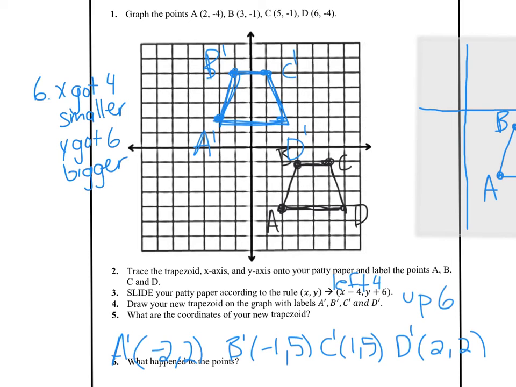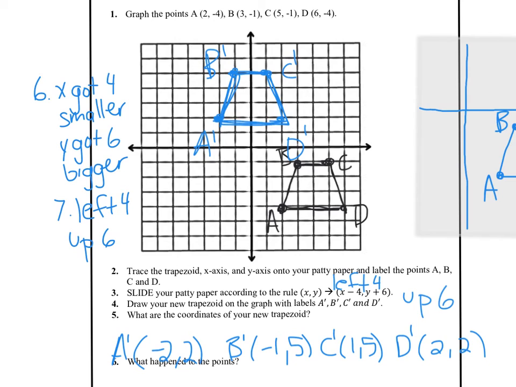And that makes sense because for number 7, it said which directions was the trapezoid translated. We had already written this down, that it went left 4, which is what made the x 4 smaller, and it went up 6, which is what made the y get 6 bigger.